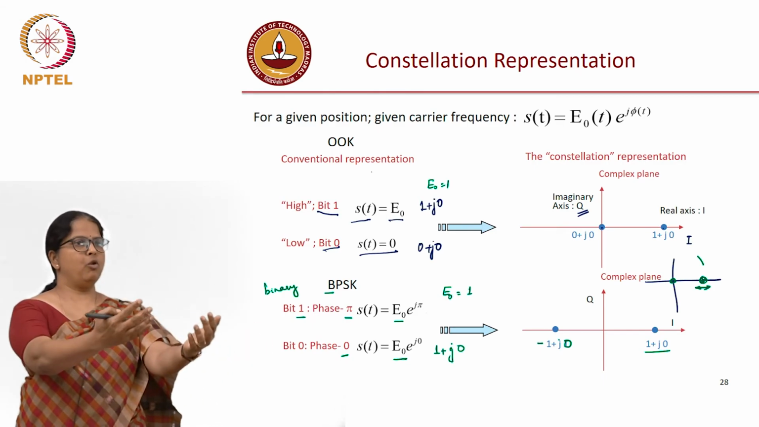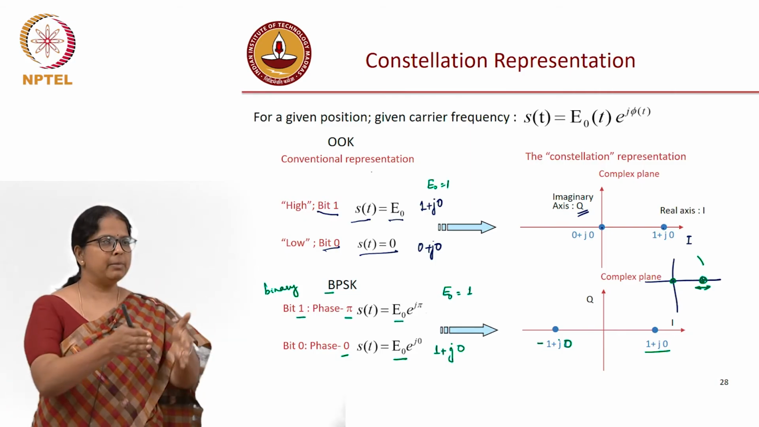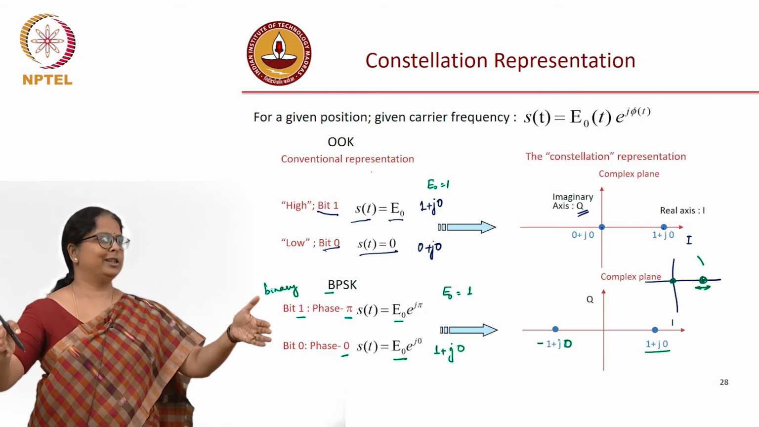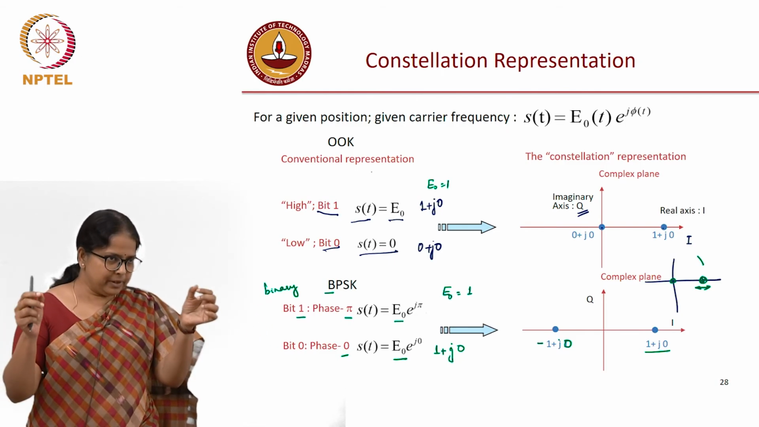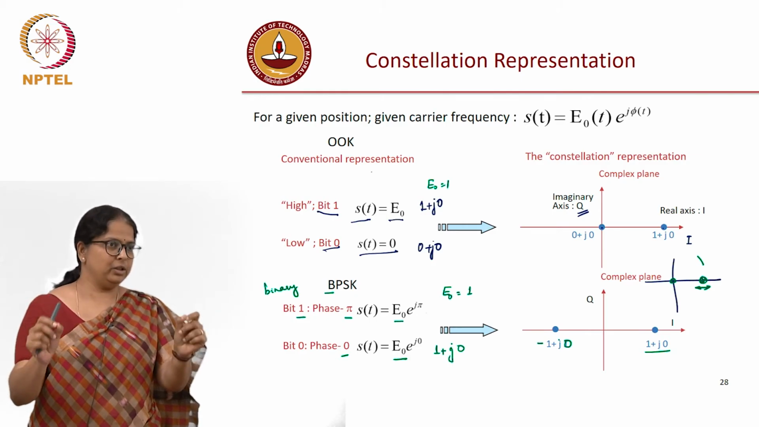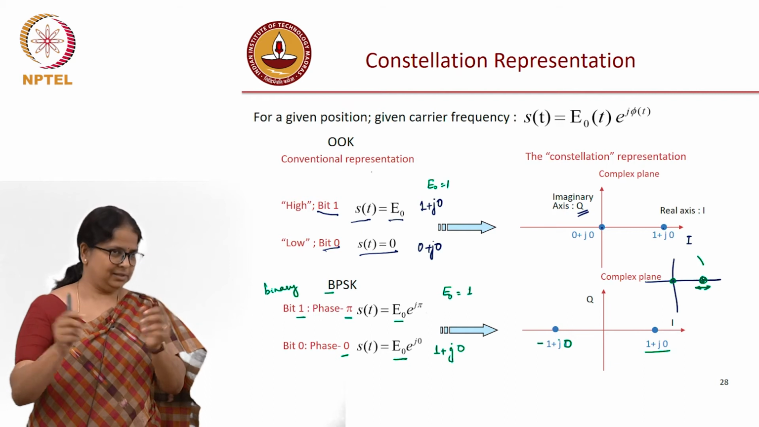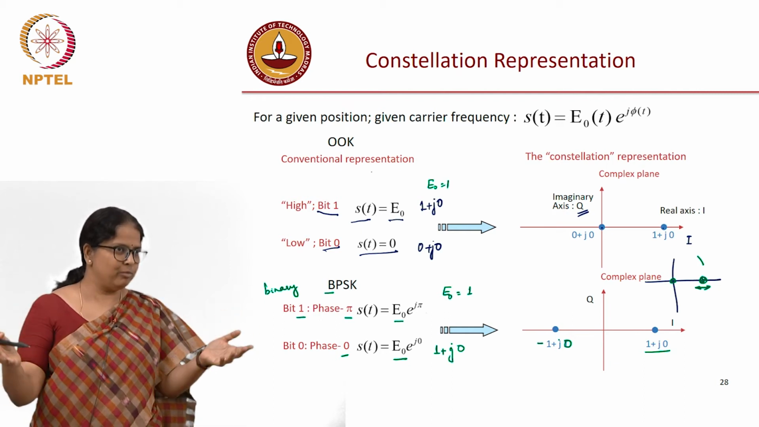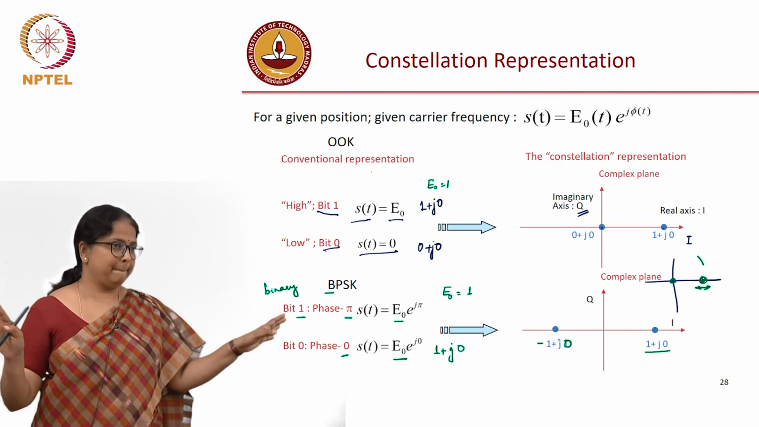So, when you move from OOK to BPSK, what really happened in your constellation? They became farther apart. So, right from this point, you can intuitively say which is more resilient to noise? It is farther apart, so you have more noise resilience, assuming there are no other constraints for BPSK.